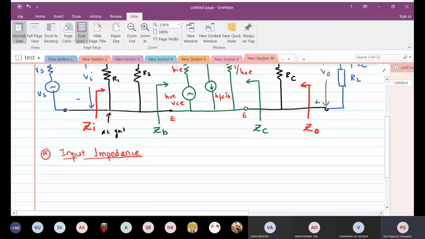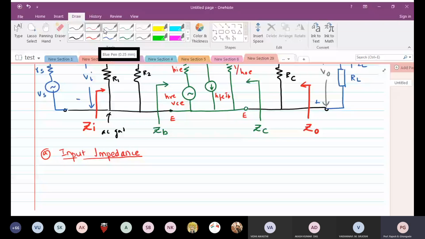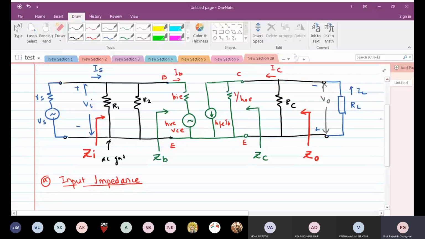How do you find out the input impedance? Basically, input impedance is ZB for the device. Please remember that we have two flavors of input and output impedances. One is the device input impedance, the one shown here, and the other is the circuit input impedance, the one shown here. Similarly, output impedance for the device will be this, and output impedance for the circuit will be this. So we'll first start with finding out these values.